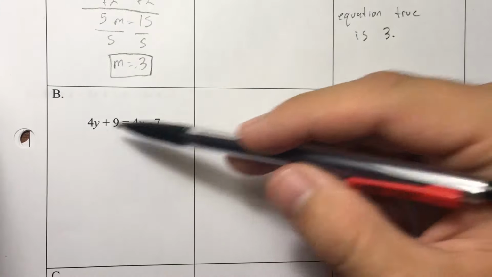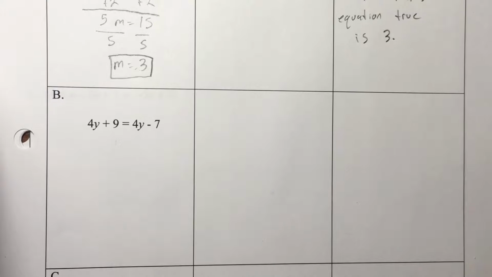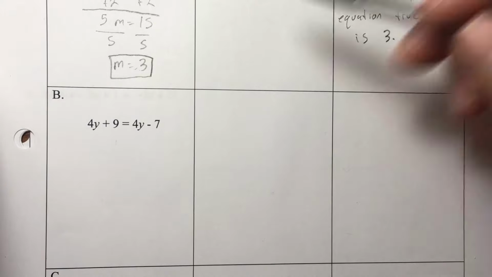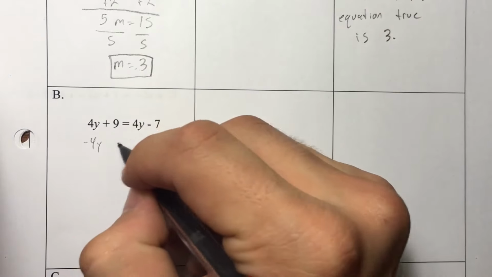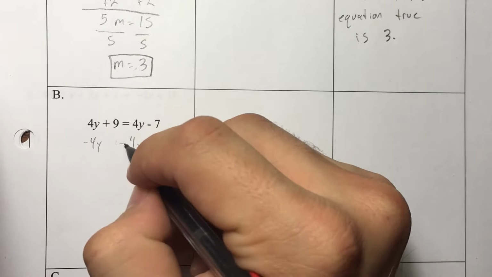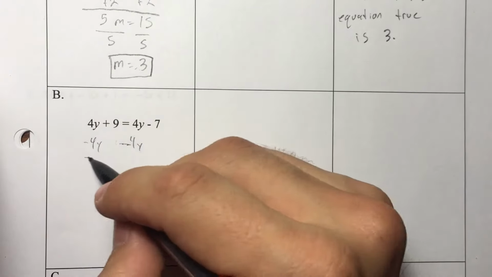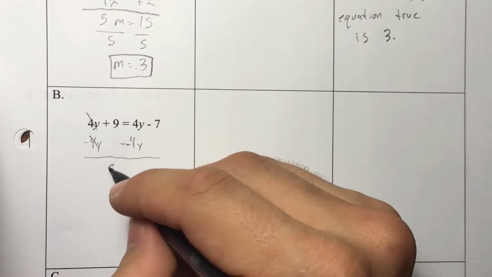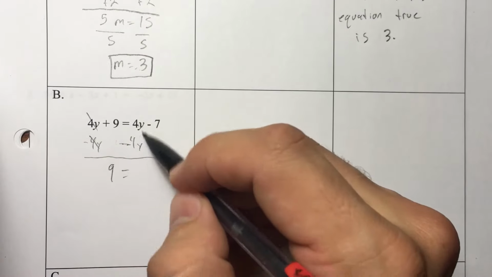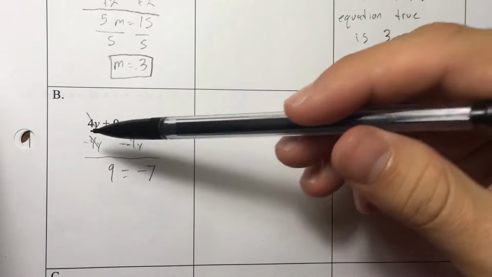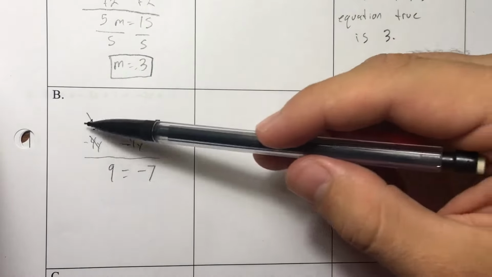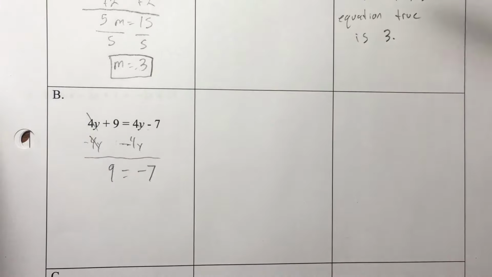We have 4y plus 9 equals 4y minus 7. Again, we have variables on both sides. To get rid of the variables, I might subtract 4y from both sides. Remember, whatever we do to one side, we need to do to the other. When I do that, I get 9 equals 4y minus 4y would be 0, minus 7 would give me negative 7. So we subtracted 4y from both sides. It eliminated the variable on the left and right, and I'm left with 9 equals negative 7.